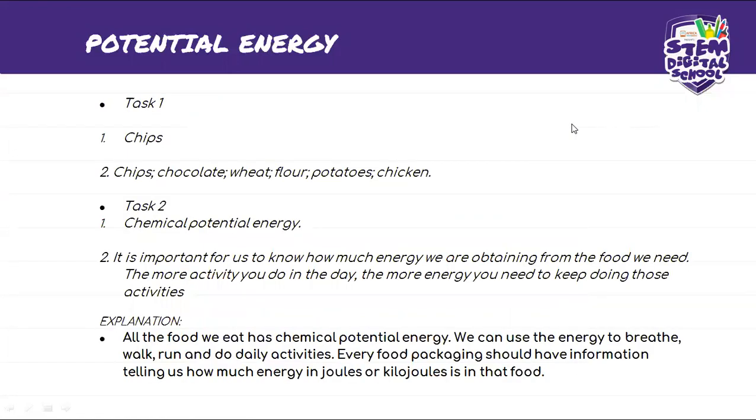The next slide tells you this. Those of you who said chips, chocolate, wheat, flour, potatoes, chicken, you were perfectly correct. And the other one is what? Chemical potential energy. Number two, it is important for us to know how much energy we are obtaining from the food we eat. The more activity you do in the day, the more energy you need to keep doing those activities.